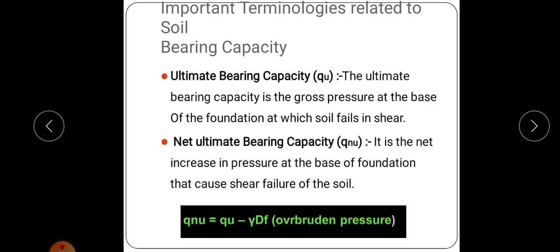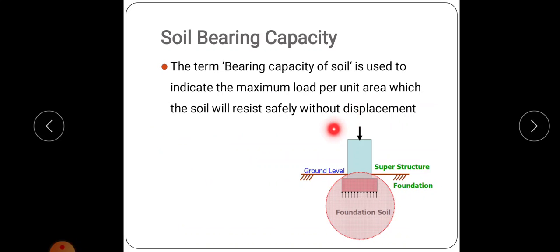Next is net ultimate bearing capacity. Net ultimate bearing capacity is the net increase in pressure at the base of the foundation that causes shear failure of the soil. So when we are calculating this net ultimate bearing capacity, we can have this figure. When we are finding out the net ultimate bearing capacity, we have to reduce this portion. Here there will be soil, so there will be the pressure due to this backfilled soil between this structure. We have to reduce the pressure exerted by this soil from the ultimate bearing capacity when we are calculating net ultimate bearing capacity.